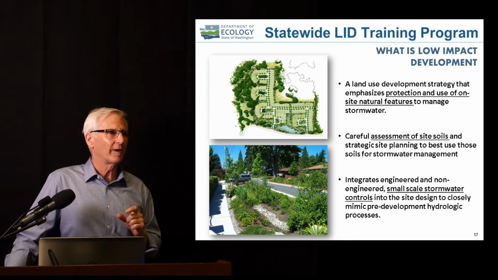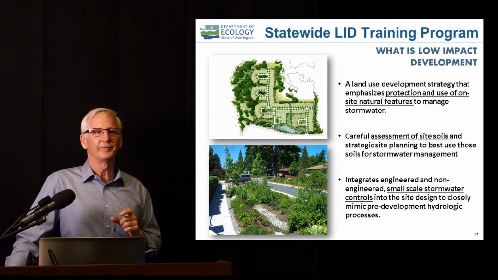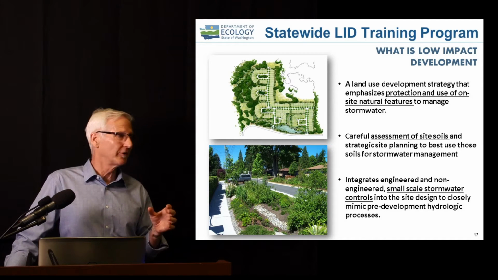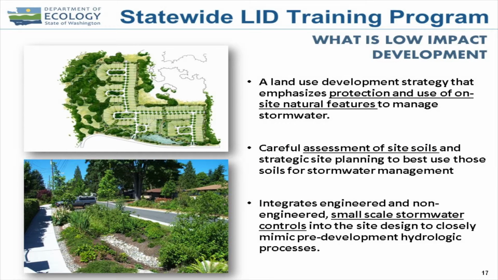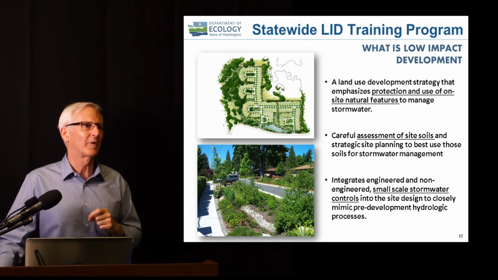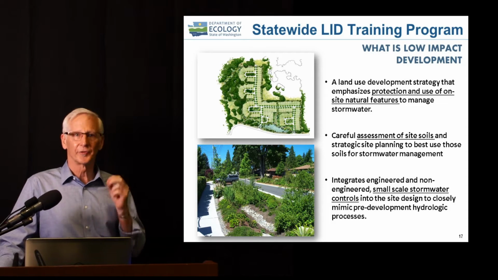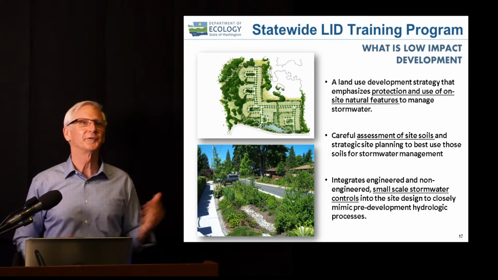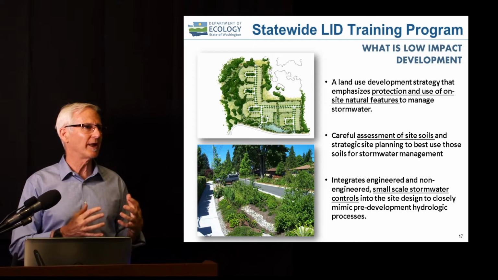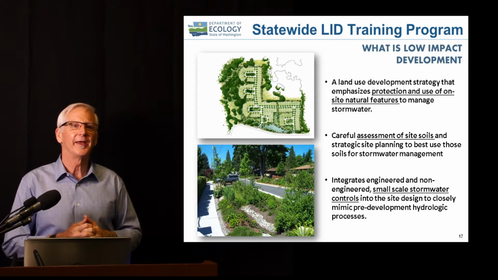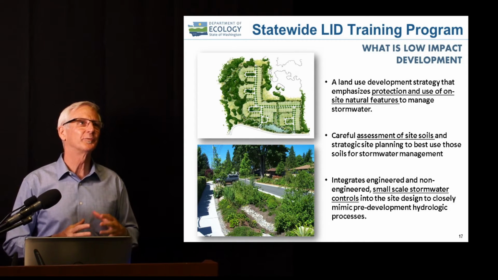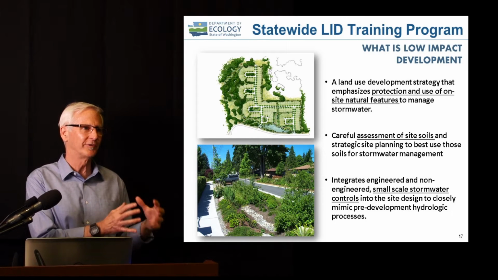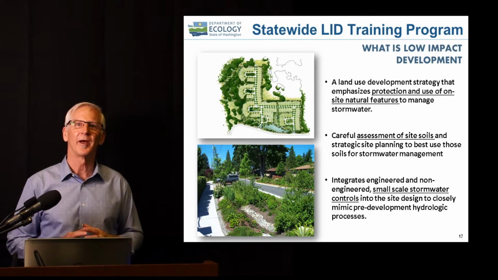We know from projects that we've either built or designed on paper and then done the modeling, our native vegetation and soils are by far and away the most cost-effective stormwater management tool that we have. They're also the most effective. So, do as much as you can in that planning phase of low impact development, and this is probably one of the largest differences between conventional and low impact development.